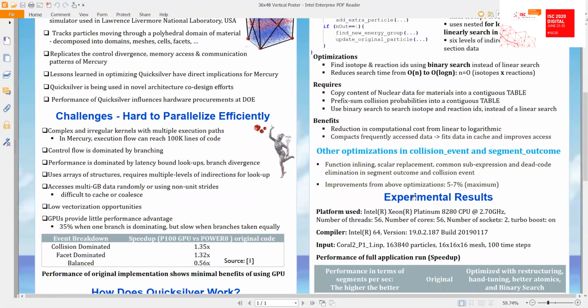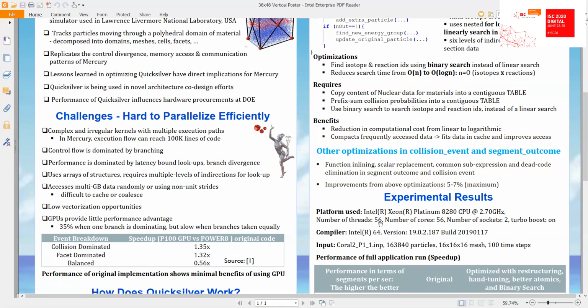It's challenging to parallelize Quicksilver efficiently because it contains complex and irregular kernels with many execution paths. Control flow is dominated by branching. Performance is dominated by latency-bound table lookups. It uses an array of structure-style programming that requires multiple levels of indirections, and it accesses multi-gigabytes of data either randomly or using non-unit strides, which are also difficult to cache efficiently.